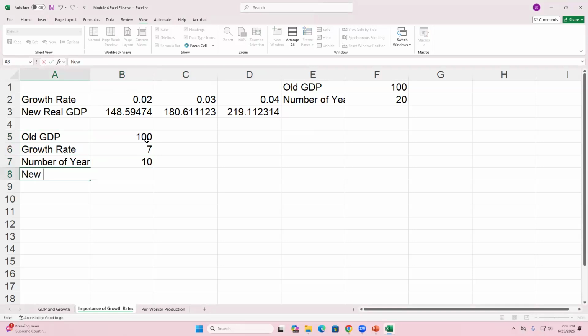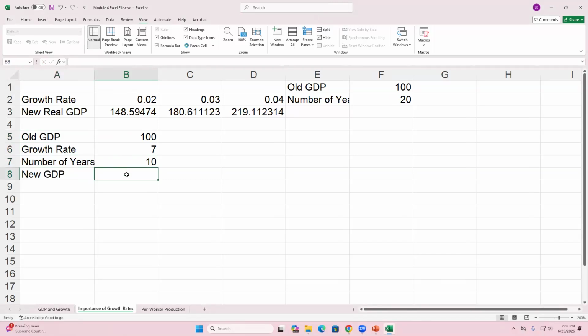I want to predict what is new GDP after these 10 years. So the equation that we had for this was the old GDP times 1 plus the growth rate to the power of whatever number of years we're trying to make the prediction for. I could do this calculation by hand, but here I'm just using Excel. I would take the old GDP, multiply that by 1 plus the growth rate. I will then take that to the power of however many years out I'm trying to make this prediction for.